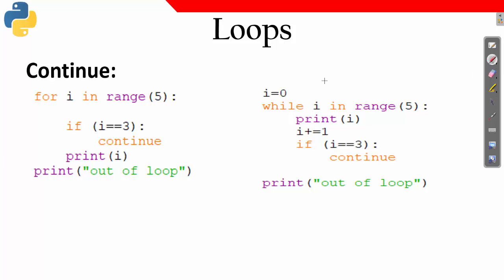The same program is written using a for loop and also a while loop. Now the for loop, you see, for i in range of 5. In the range of 5 means I'll get 0, 1, 2, 3 and 4. These are the values I'll be getting. Now if the i value is 3, I am writing continue. And after that I am printing it.